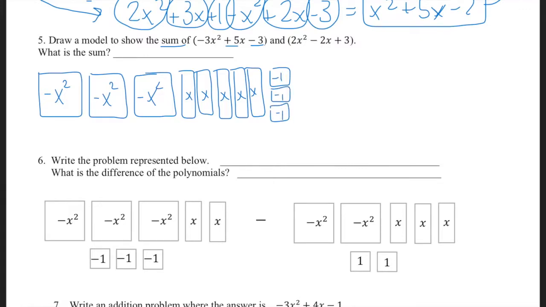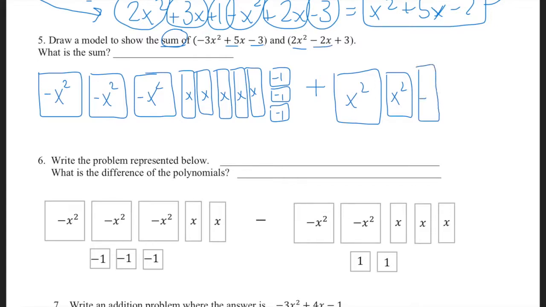All right. And if I'm doing the sum, I would put a plus sign right here. And now 2x squared minus 2x plus 3. All right, there would be the model.